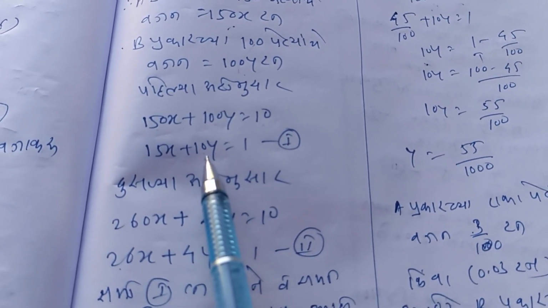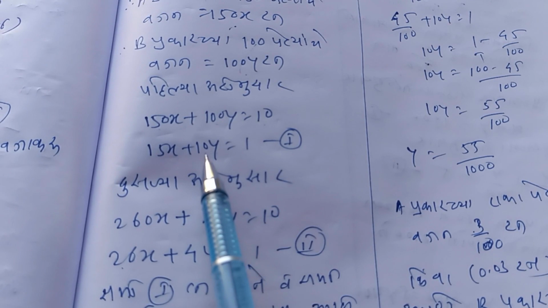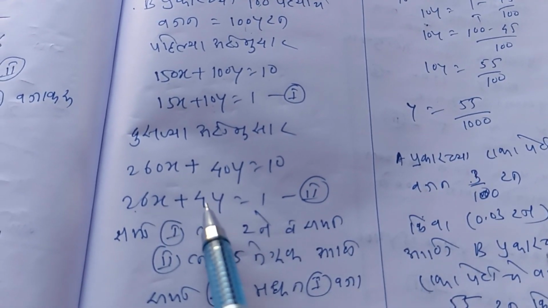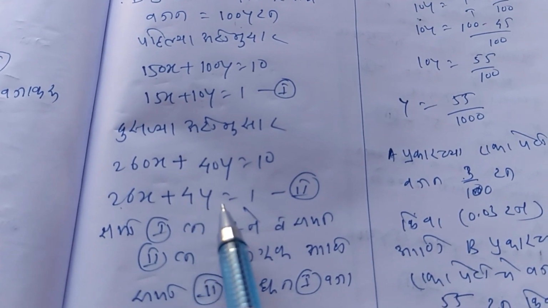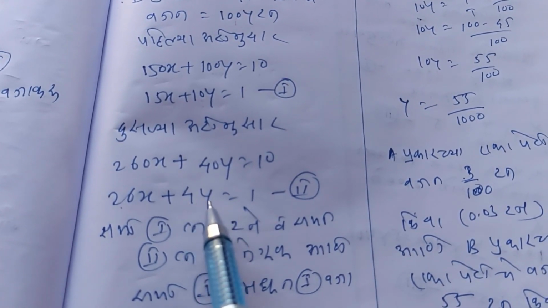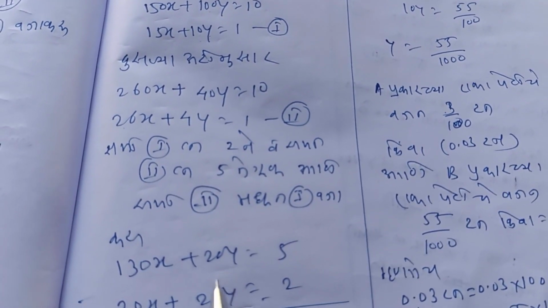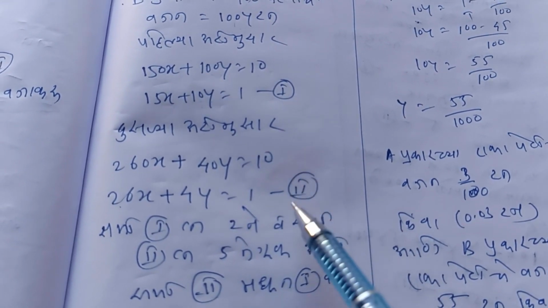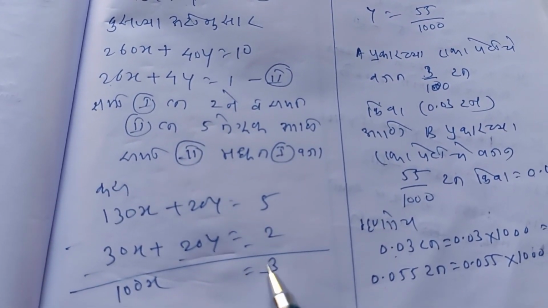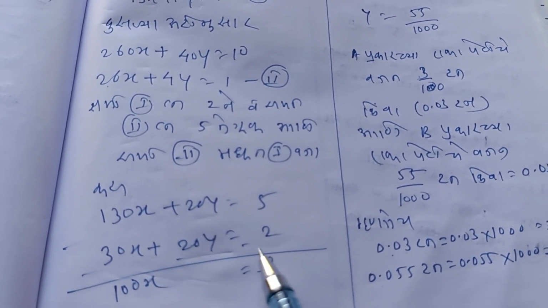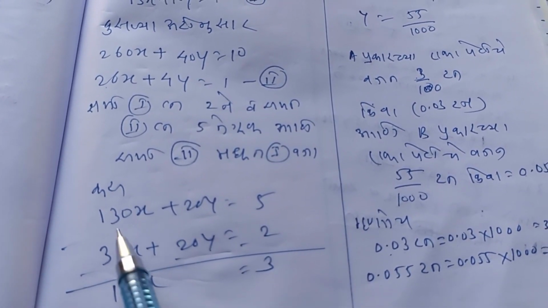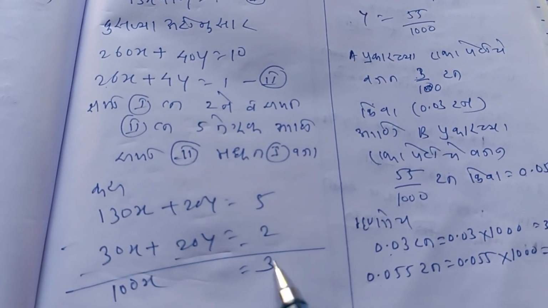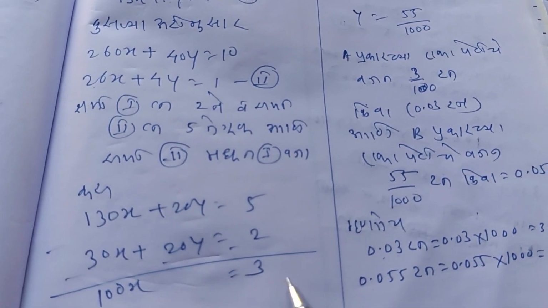Therefore, multiplying equation first by 2, we get 10 into 2, 20y, and multiplying equation 2 by 5, we get 5 into 4, 20y. Subtracting equation first from second, we get 5 minus 2, 3, and 130x minus 30x, 100x is equal to 5 minus 2, 3. x is equal to 3 upon 100.